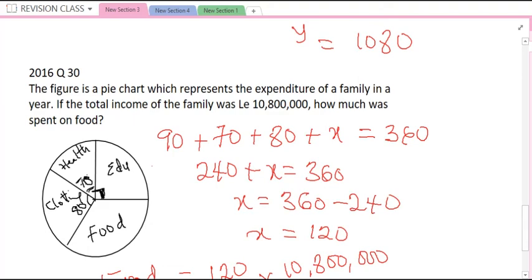In this video class, we looked at how to interpret a pie chart. In my next video class, I'll be looking at how to present information on a pie chart. Watch out for the video.